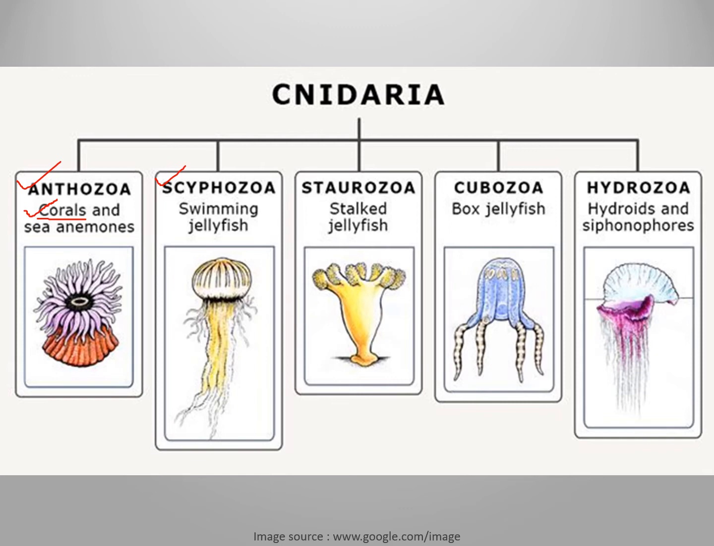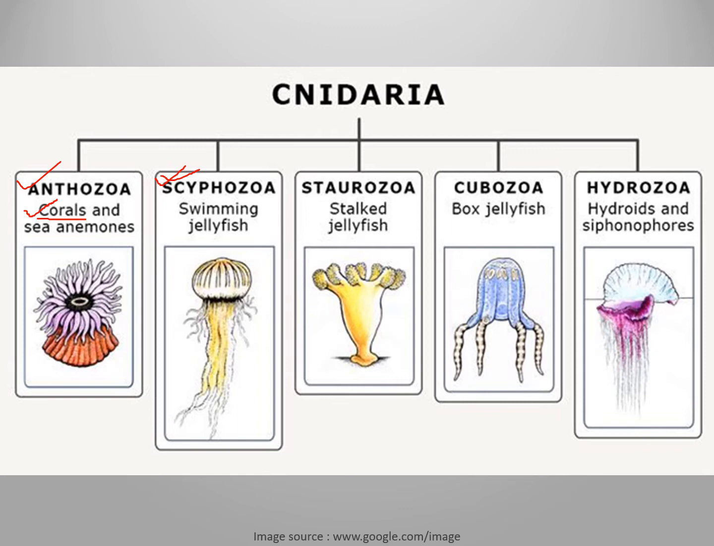Now, if we look at all the 5 classes of Cnidaria, we come to know that Cnidarians have a basic pattern, that is they show alternation of generations. But not all classes show these two alternations of generations. If we look at the class Scyphozoa, that is the swimming jellyfish, in this the polyp phase is very reduced, and this class is more characterized by its medusa phase.